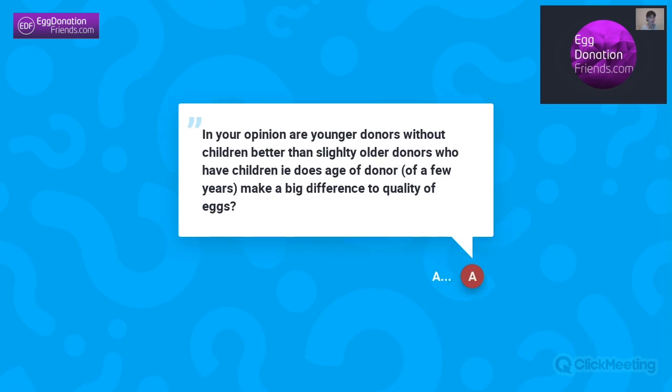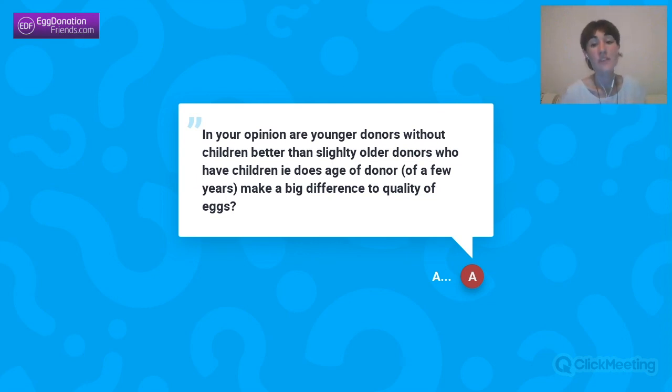In your opinion, are younger donors without children better than slightly older donors who have children? Does the age of the donor, by a few years, make a big difference to the quality of eggs? Depends on the age. If we're talking about 24 and 22, then no, it would be better to take the donor who already has children, maybe, or in any case, it would make very little difference.